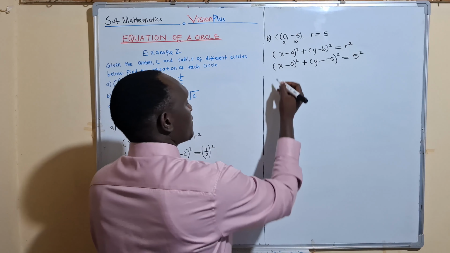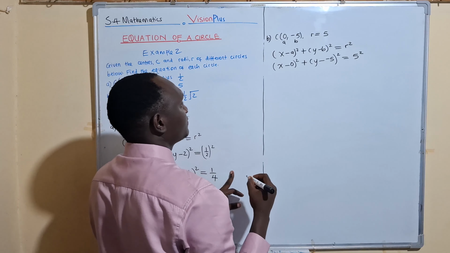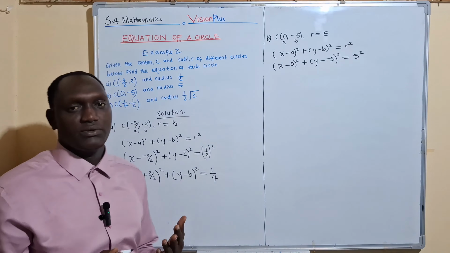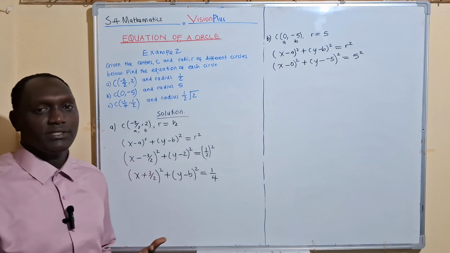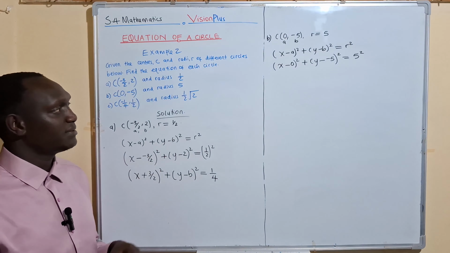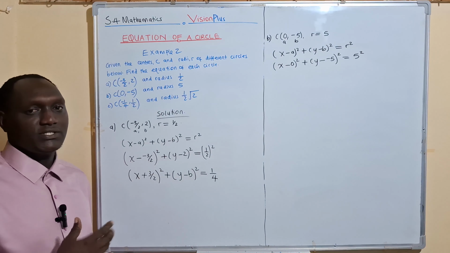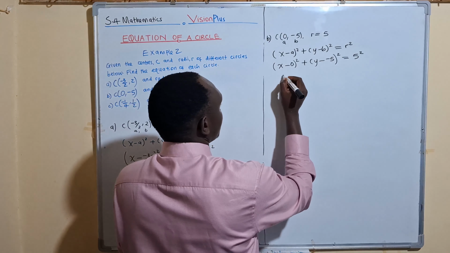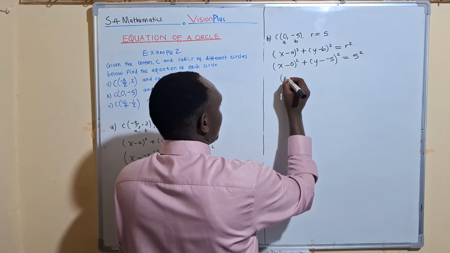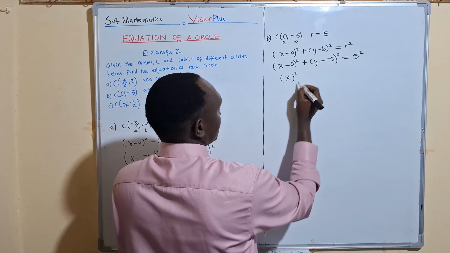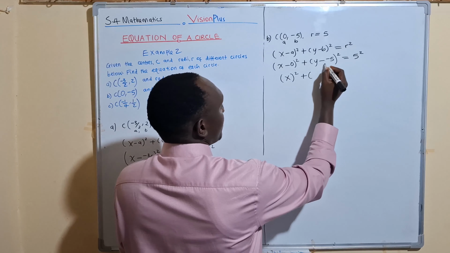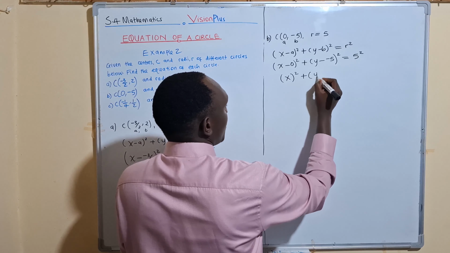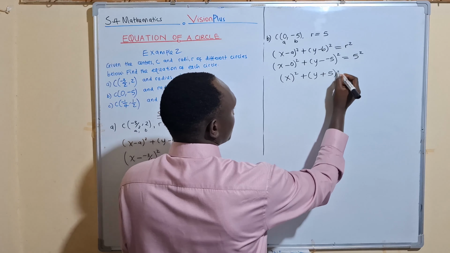Then we simplify. What is x minus 0? Any number minus 0 is that number. This implies that take away 0 from x. What will be left? X. So here we shall be left with x squared plus y minus -5. It gives us y plus 5 squared.